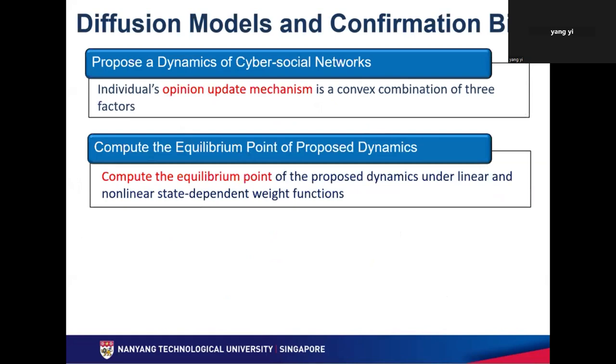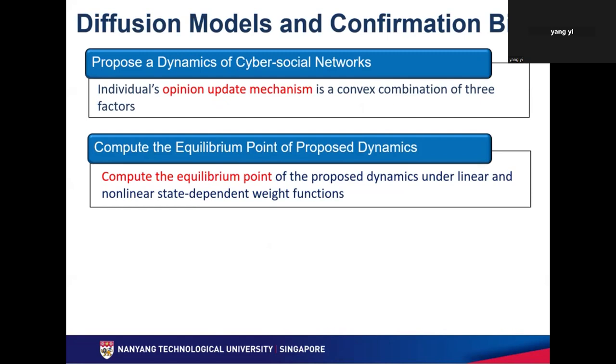And then they compute the equilibrium point of the proposed dynamics. So here's the equilibrium point. In mathematics, it is defined as the constant solution of the ODEs, the ordinary differential equations. But in the current context, you can understand it as the final opinion the user adopts after a period of opinion evolution. And such a final opinion is dependent on their original opinion. So it means that no matter what kind of opinion you adopt at first, after a period of information spreading and opinion spreading, you will finally adopt another opinion that may be a little different from the original opinion. So they developed a set of equations to calculate such an equilibrium point.